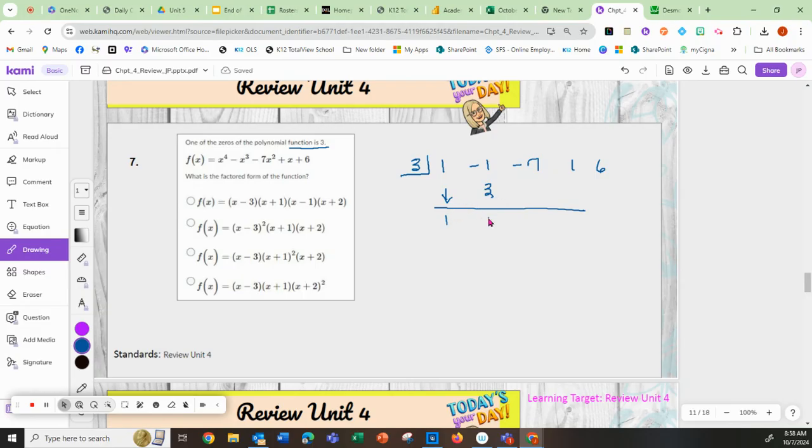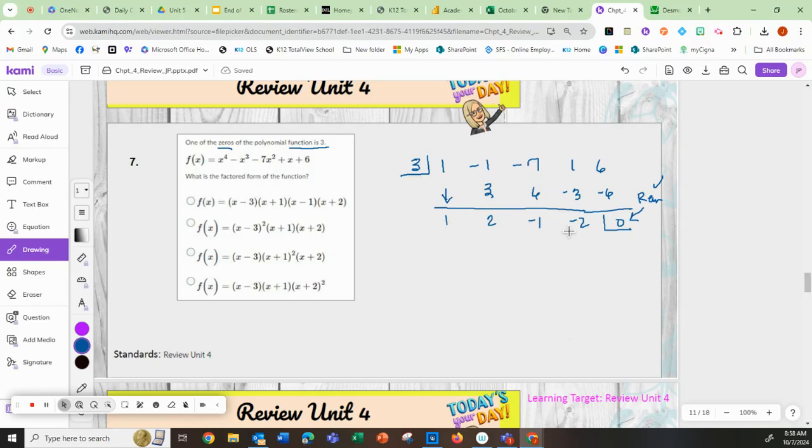1 times 3 is 3, combine 2. 2 times 3 is 6, combine -1. -1 times 3 is -3, combine -2. -2 times 3 is -6, combine. And we should get a remainder of 0 because they're telling me that 3 is a 0. So if you don't get a remainder of 0, something's wrong there.